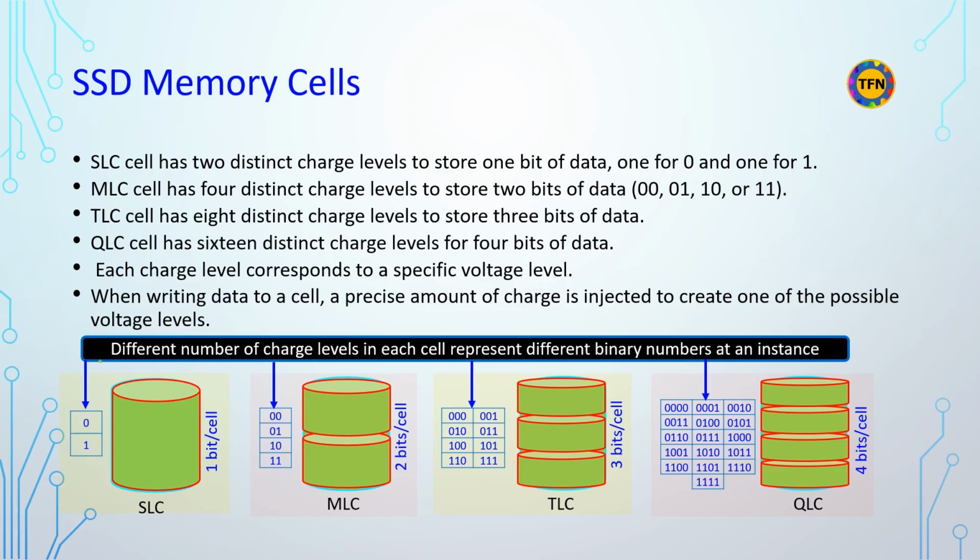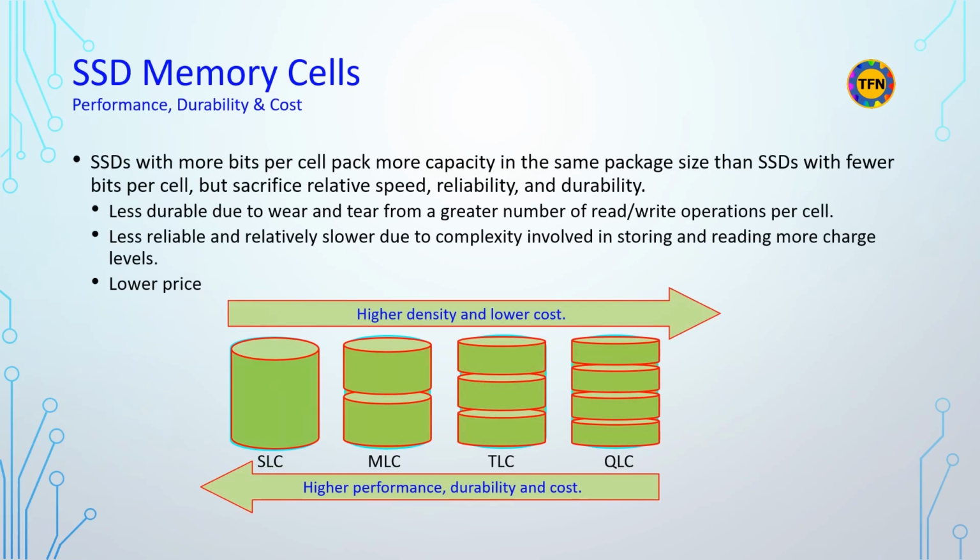When writing data to a cell, a precise amount of charge is injected to create one of the possible voltage levels. SSDs with more bits per cell pack more capacity in the same package size than SSDs with fewer bits per cell, but sacrifice relative speed, reliability, and durability. SSDs with more bits per cell are less durable due to wear and tear from a greater number of read and write operations per cell, and less reliable and relatively slower due to complexity involved in storing and reading more charge levels. Advantage of SSDs with multiple bits per cell is compactness and lower price.